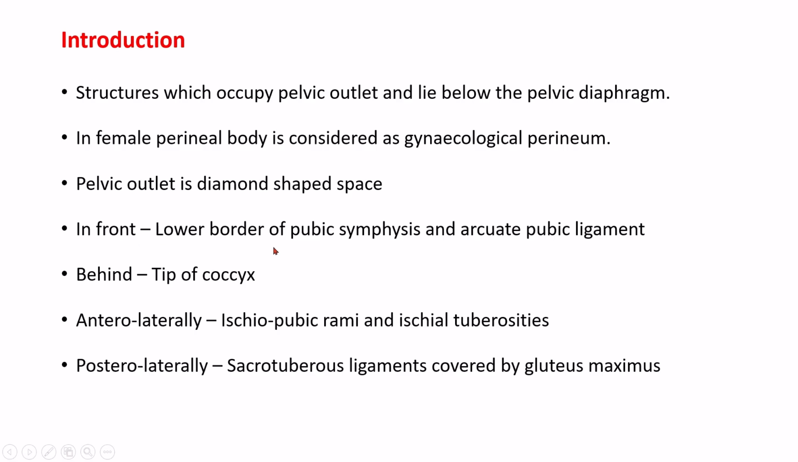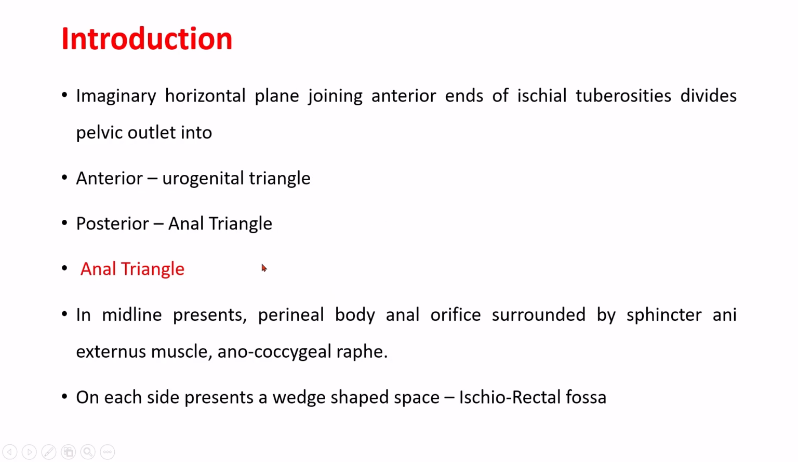In front, it is bounded by the lower border of the pubic symphysis and arcuate pubic ligament. Behind, the tip of the coccyx. Anterolaterally, there are the ischiopubic rami and ischial tuberosities. Posterolaterally, the sacrotuberous ligaments covered by the lower fibers of the gluteus maximus. So, this forms the boundaries of the diamond-shaped pelvic outlet.